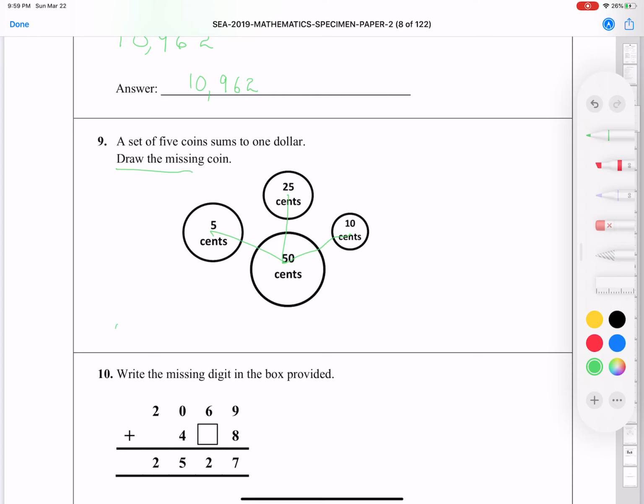It said draw the missing coin. So if you just write 10 cents, you don't get it. They said to draw. So you have to draw 10 cents. Once you have a circle and you have 10, you get it right.